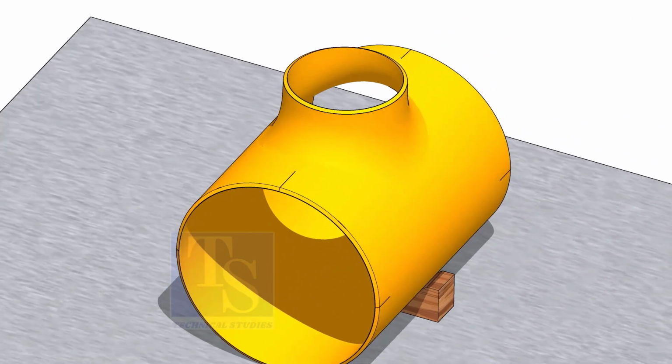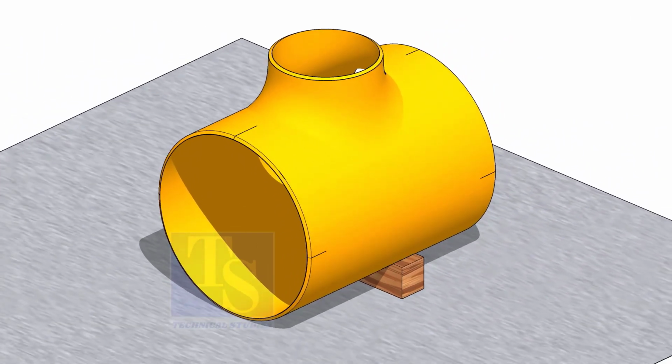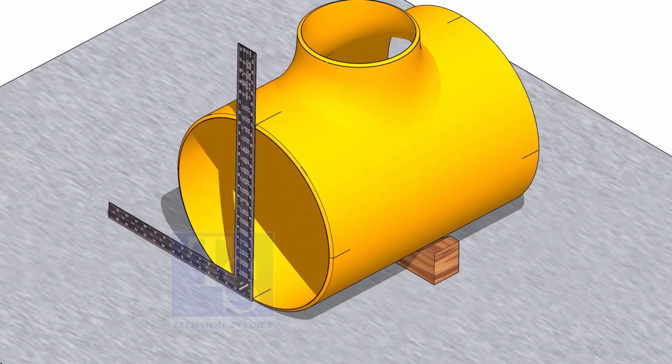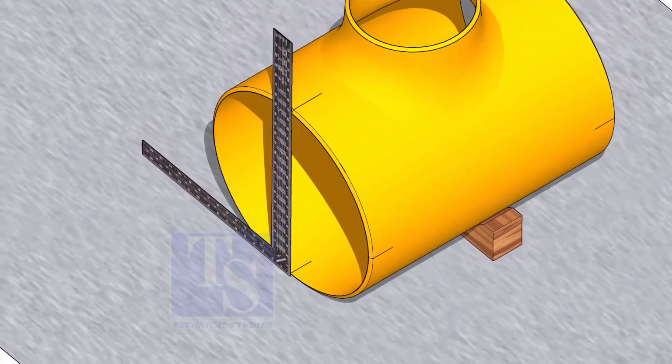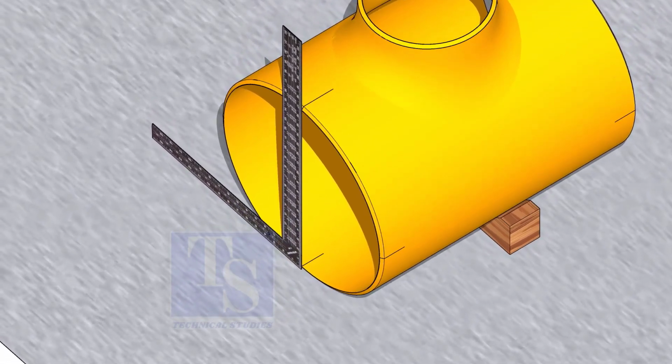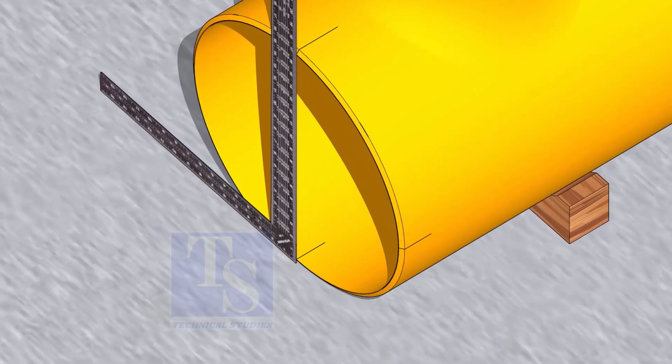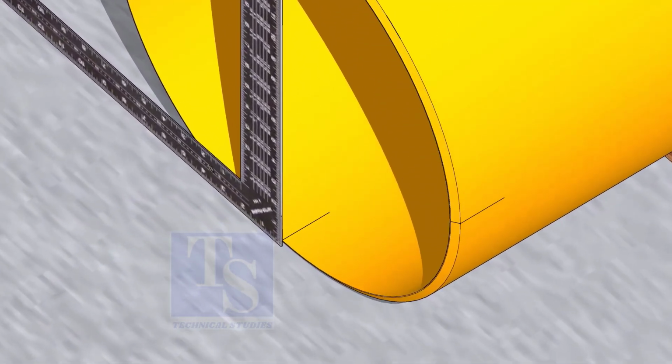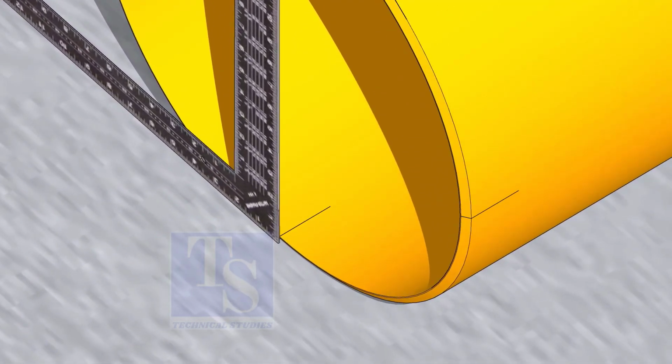Put the right angle on the other side and mark the center. Hold a right angle matching the top marking and transfer the center to the bottom, inside. Later you can transfer this marking to the outer side.